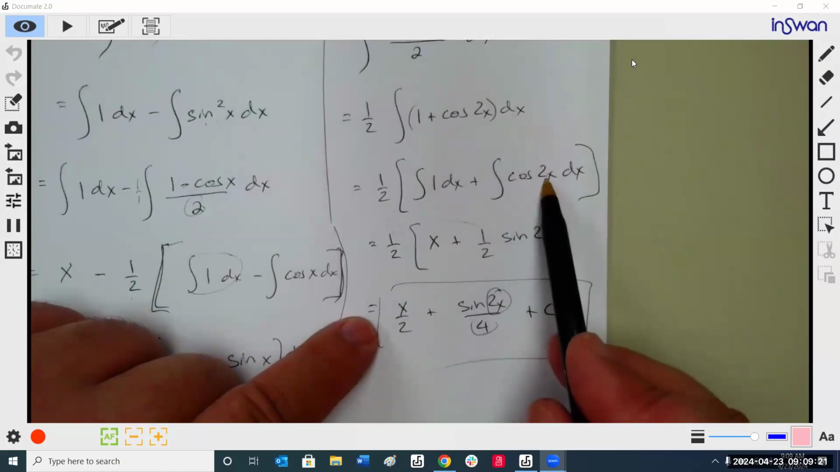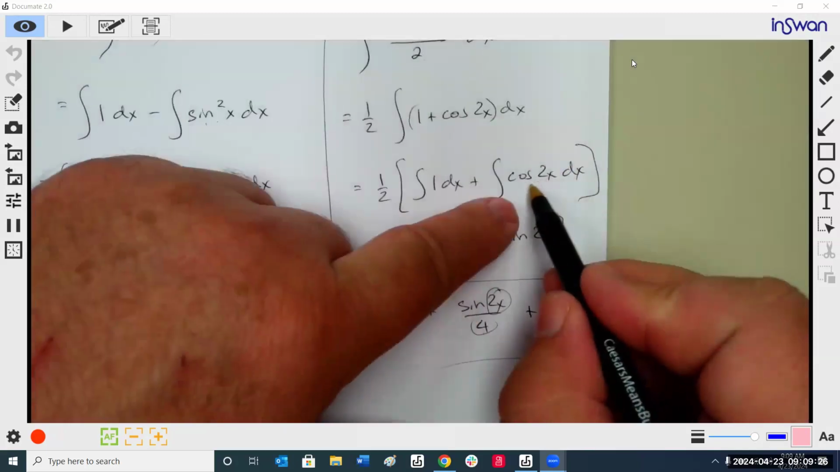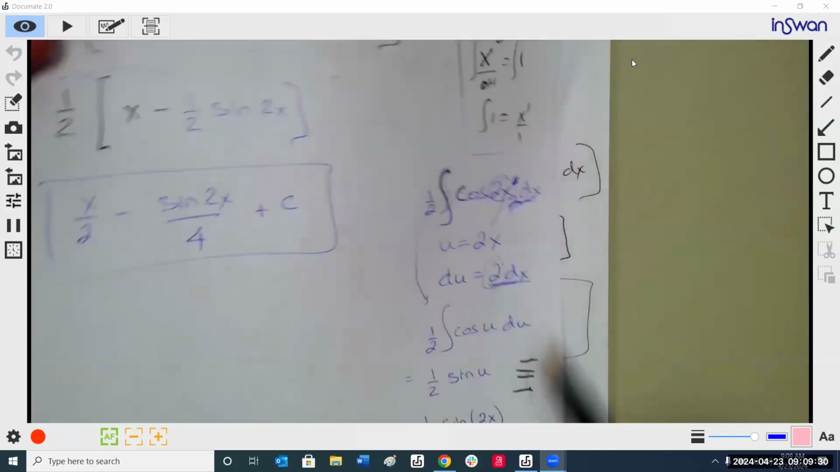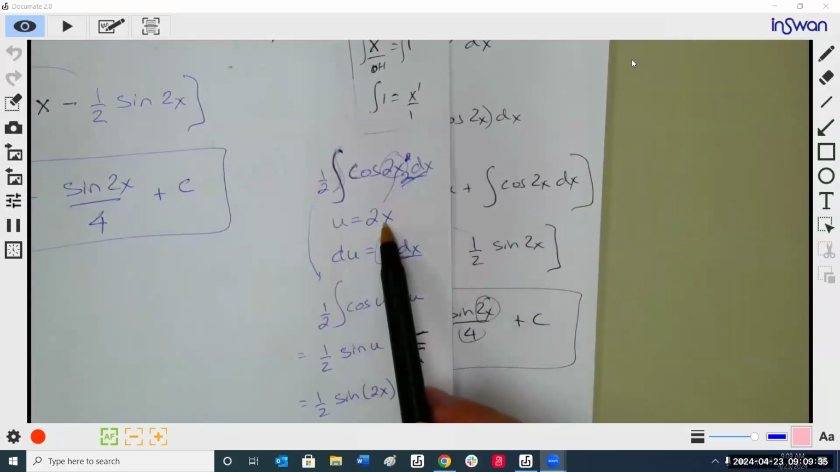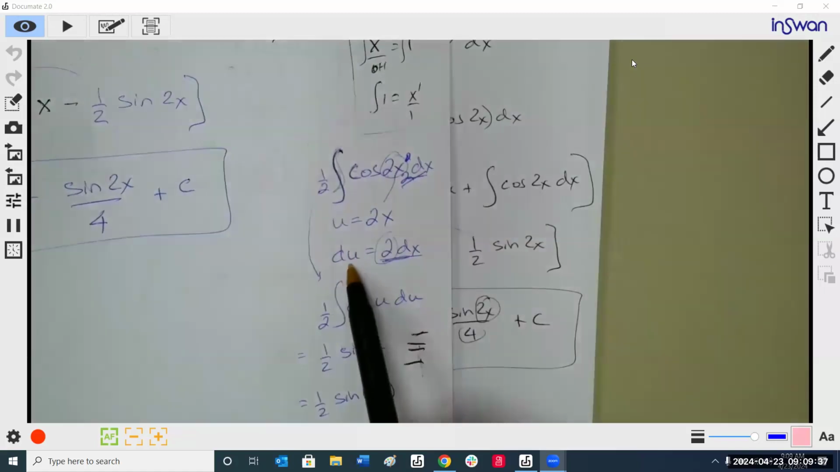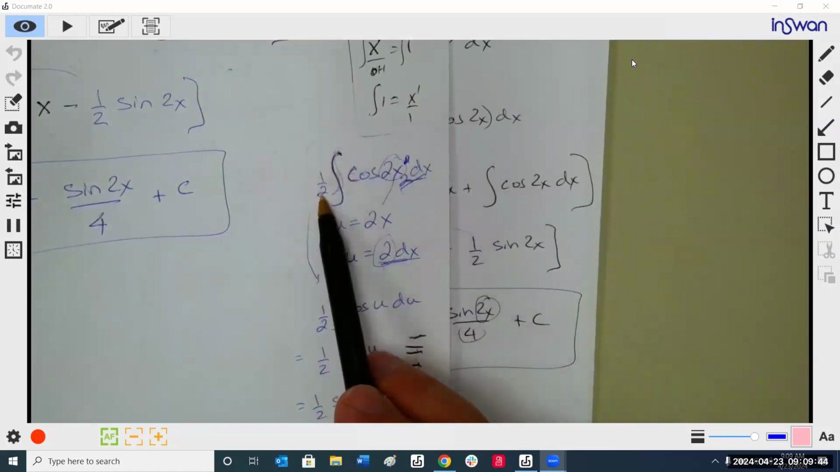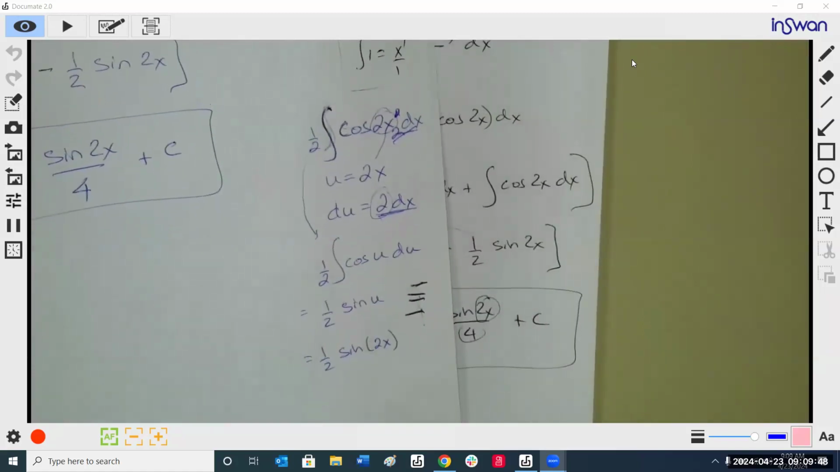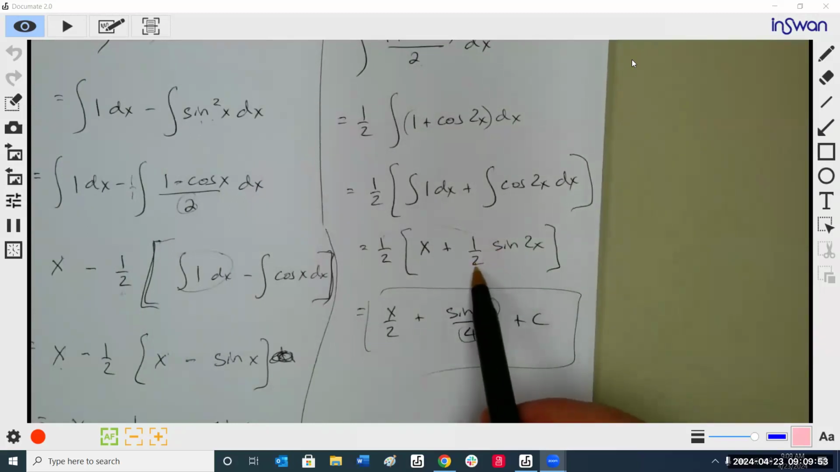The integral of cosine 2x. Okay, what we did here: u is 2x, du is 2 dx. We're missing a 2 there, so we have to put a 2 in front of that dx. That means we have to divide by 2, so a 1/2 in front. And that's why it became a 1/2 sine 2x. That's where that one came from.